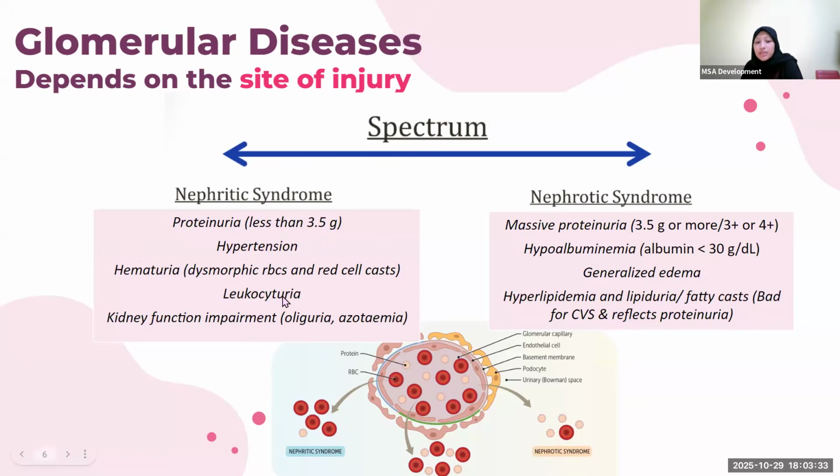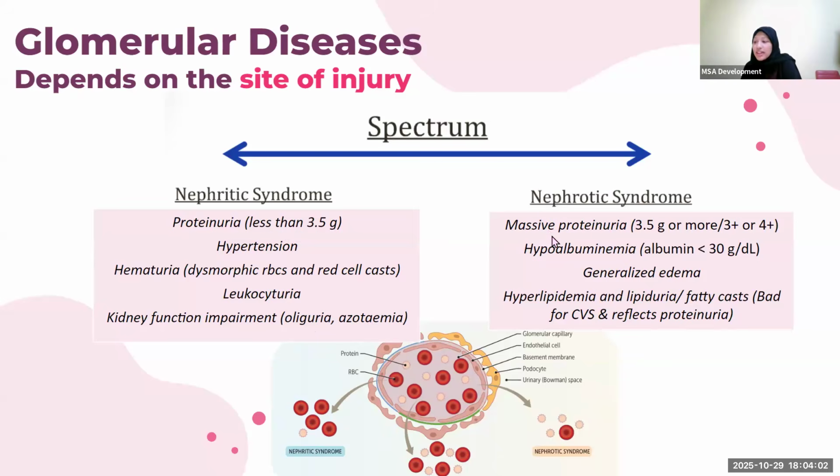You would also sometimes have WBCs in the urine, and there would be a kidney function impairment, more so than in nephrotic syndrome. So there would be things like oliguria, which is a lesser amount of urine, and azotemia as well, which is absence of urine production. Now, for nephritic syndrome, you can see a simple diagram. It's mostly red blood cells with a little less than 3.5 grams of protein.